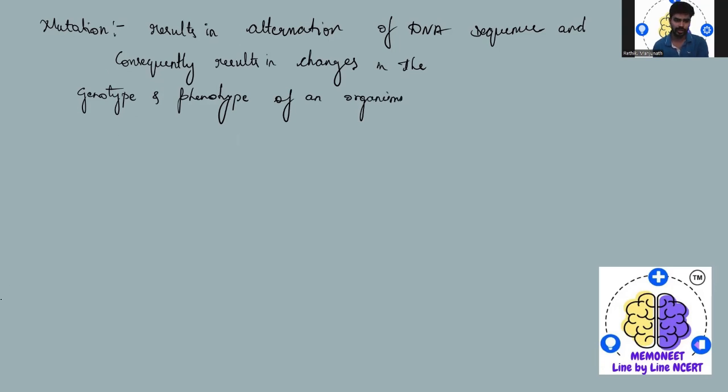What exactly do you mean by genotype? When I'm talking about the genotype of a living organism, if there is any alteration in the DNA sequence, it is going to result in a change of the genotype and phenotype of the organism. Genotype is nothing but the genetic makeup of an organism, whereas phenotype is the observable character. That is what we know.